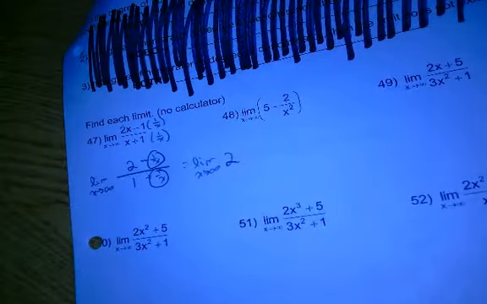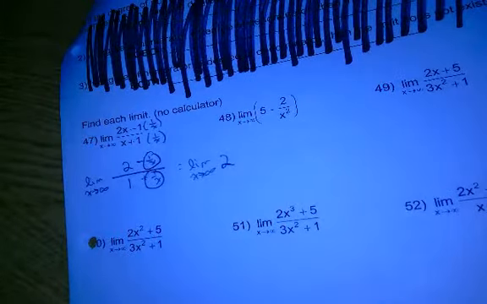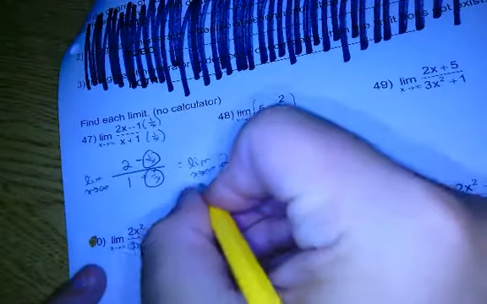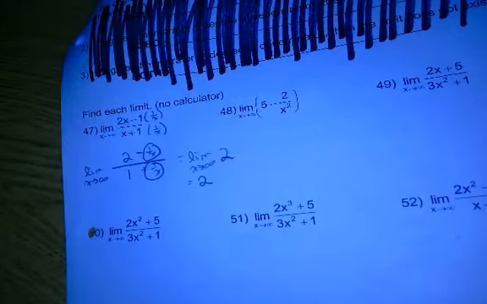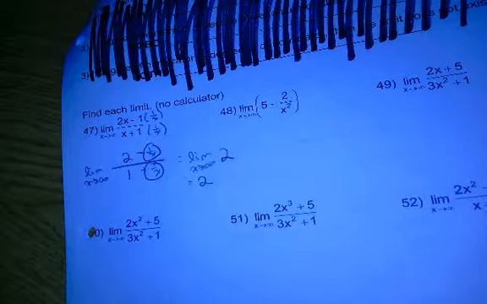Because it's 2 over 1, right? So the answer is 2. And that's going to give me a horizontal asymptote. Yeah, because it's bigger on the bottom, so it's going to get zeroed out.